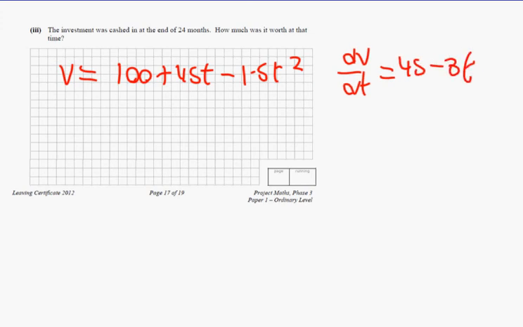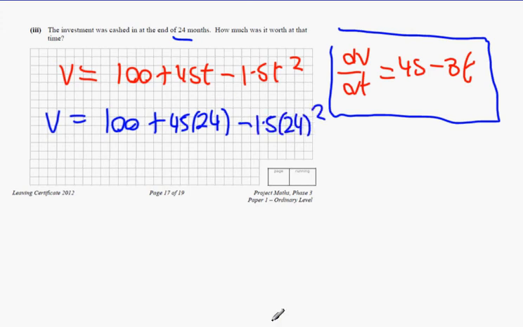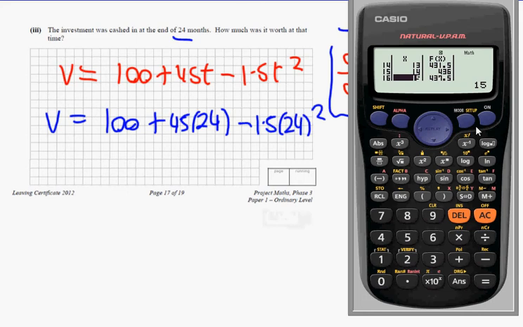What does this one tell you again? Change. How much it's changing at a particular time. So we want to find out how much was it worth at the end of 24 months. So it's going to be 100 plus 45 times 24, yeah? Minus 1.5 times 24 squared. Now what would that be in the calculator? See if you can beat me to it, okay?